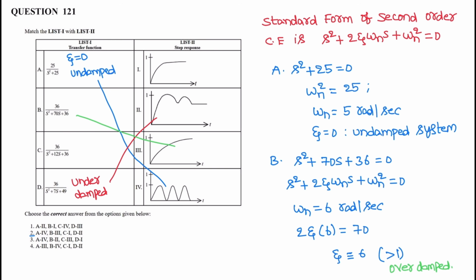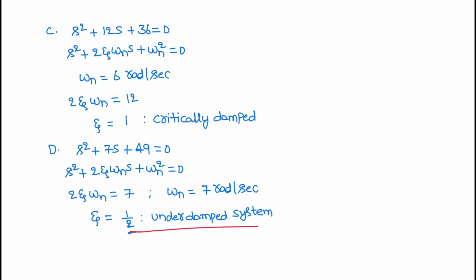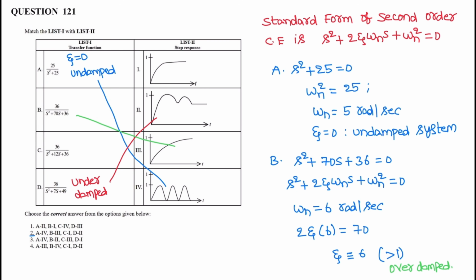For C, zeta is 1. Critically damped system. Critically damped because here the zeta value is 1. Its unit step response matches 1. Therefore, the correct answer is A4, B3, C1, D2. Correct answer is option 2.